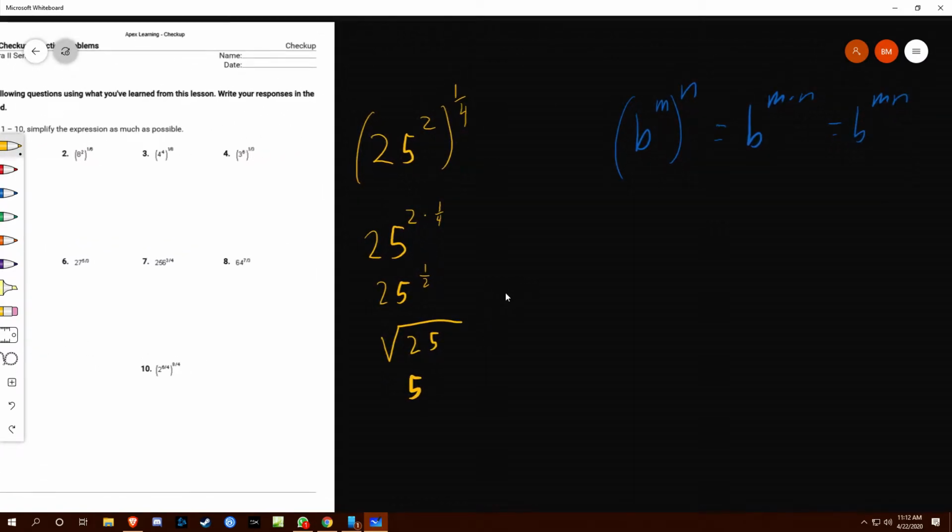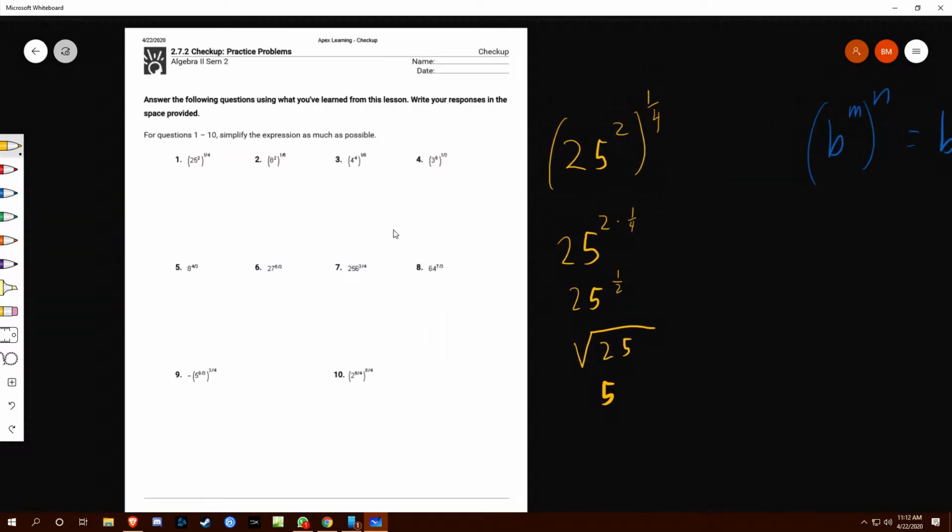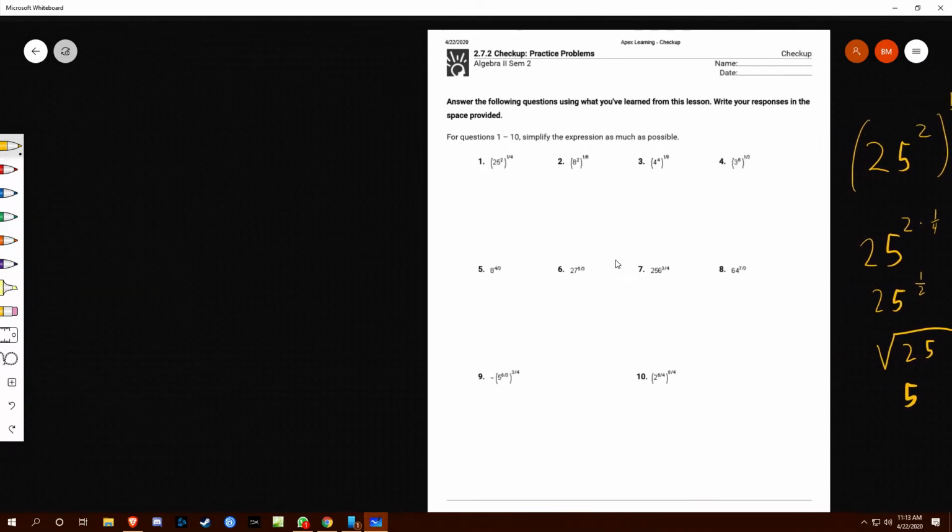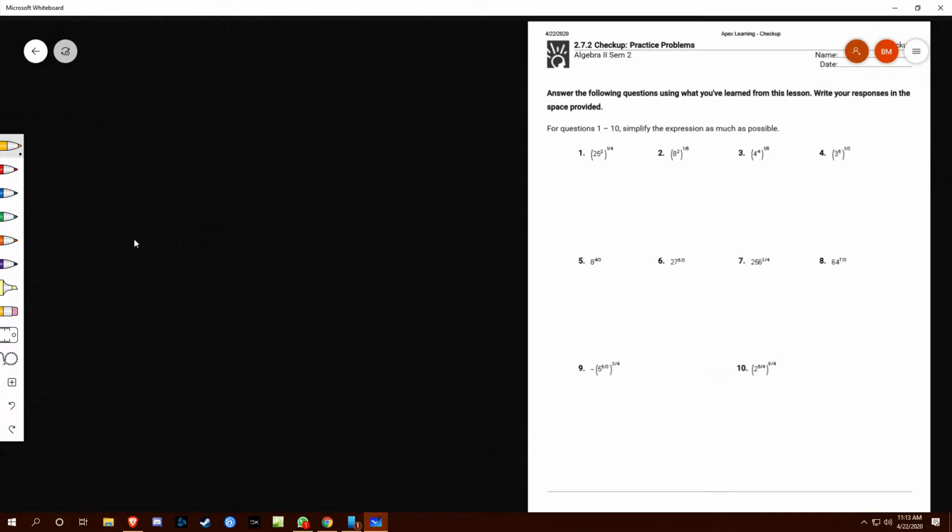Now let's go ahead and get the next problem here. Let's go on the other side, so let's do red here. We're going to have the same rule. So I'm going to have 8 squared to the 1/6 power. Same idea, I'm going to go ahead and multiply. So it's 2 times 1/6, which is 8 to the 1/3 power.